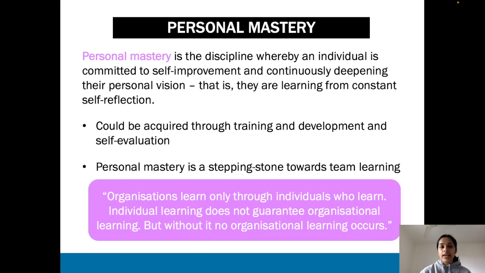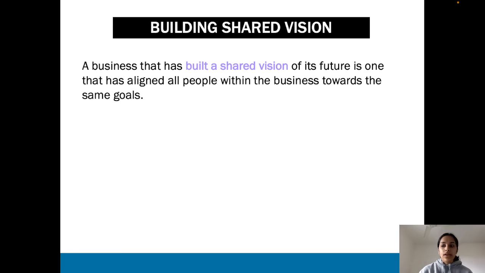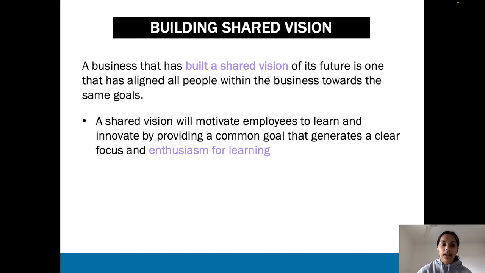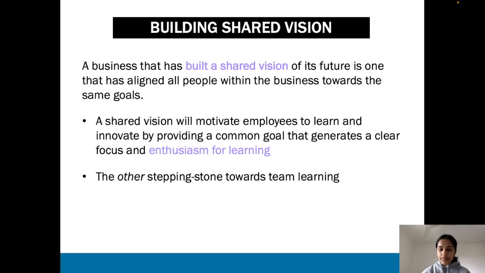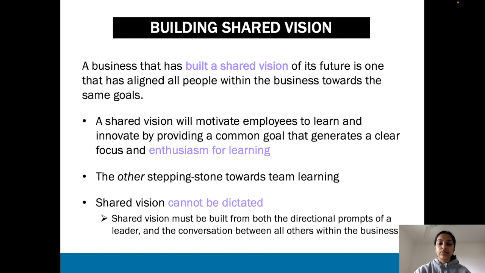So really an individual being critical of themselves, looking at ways that they can improve and gain mastery over themselves. And then we have building a shared vision. A business that has a shared vision of its future is one that aligns all people within the business towards the same goal. So really looking at a business where all the people are working towards the same thing, essentially. A shared vision will motivate employees to learn and innovate by providing that common goal and objective, which helps generate clear focus, understanding, and enthusiasm for the learning that's going to happen. And this is also another stepping stone towards team learning.